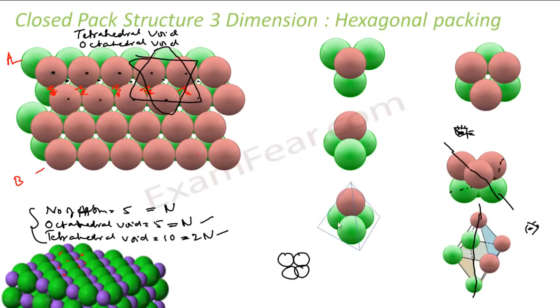In the tetrahedral void, a total of 4 spheres are involved. Please understand this concept clearly because this will help us to solve numericals. For octahedral voids, this is how it looks. Total 6 spheres are involved, right? 4 on this, 2 here, and in the tetrahedral void, 4 spheres are involved.